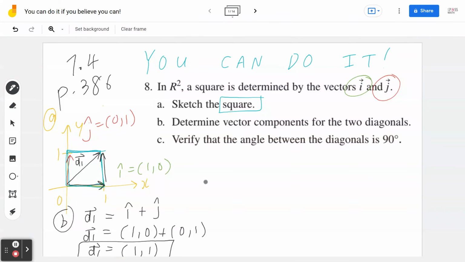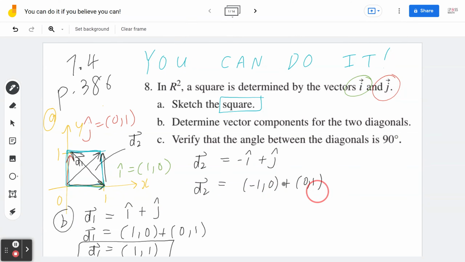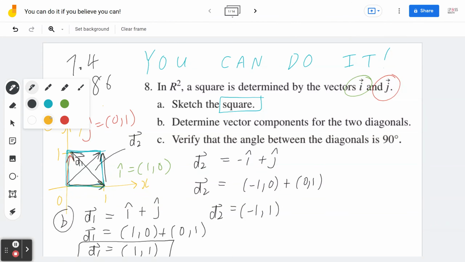If you look at the second diagonal, let's call this D2. And it could look something like this. This is going to be negative i plus j. So again, this is going to be (-1, 0) plus (0, 1), which means D2 is going to be (-1, 1).